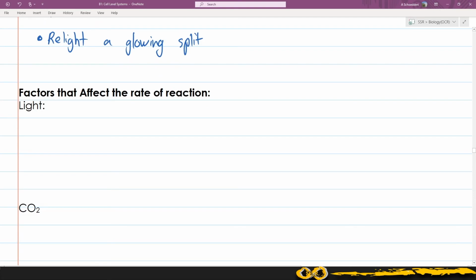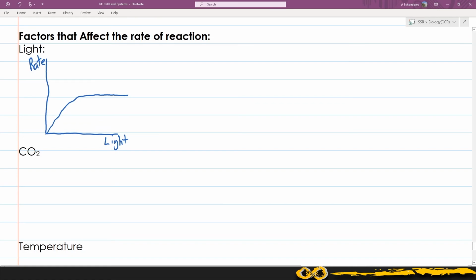There are a number of different factors that affect the rates of reactions in photosynthesis, and the first of those is light. And it reacts a little bit like a substrate does. So as you increase the light levels, the rate of photosynthesis will increase up until a point where it becomes limited by the other factors that affect photosynthesis. So it will plateau at a certain point.